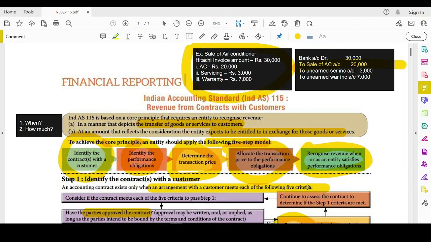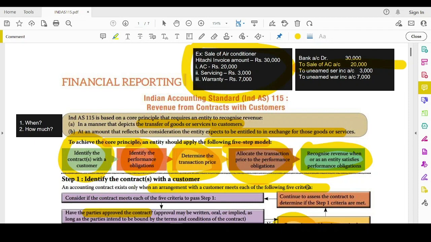So in our given example, identify the contract with the customer. The sale of the air conditioner here would be the contract with the customer. Identify the performance obligations. What are the performance obligations here? Sale of the air conditioner, servicing service, and warranty service. These are 3 performance obligations. Then we have to determine the transaction price. Transaction price is nothing but the invoice amount. Let's keep it very simple, okay? What is the invoice amount here? It is rupees 30,000.